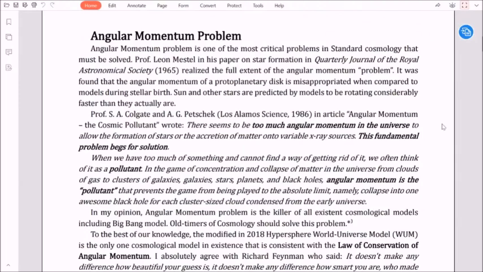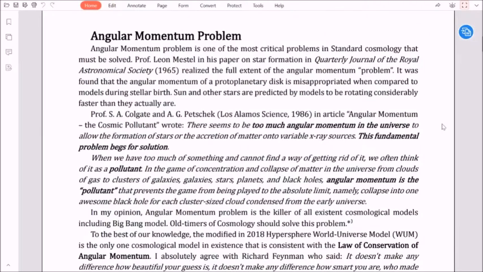In the game of concentration and collapse of matter in the universe, from clouds of gas to clusters of galaxies, stars, planets, and black holes, angular momentum is the pollutant that prevents the game from being played to the absolute limit, namely collapse onto one awesome black hole for each cluster-sized cloud condensed from the early universe.